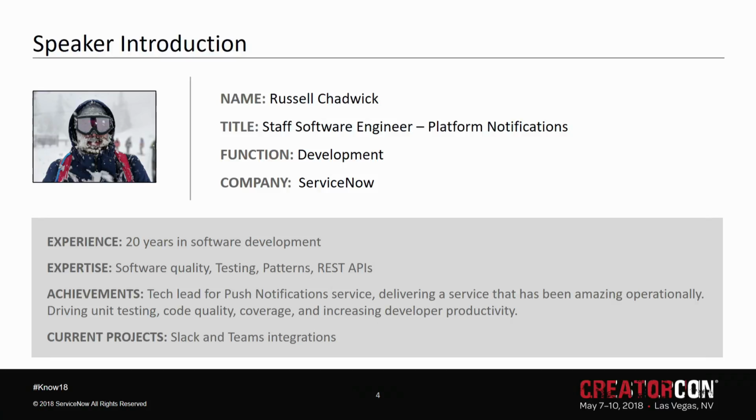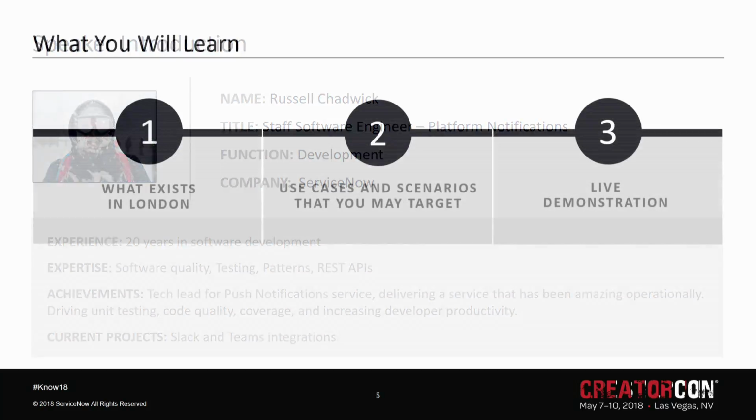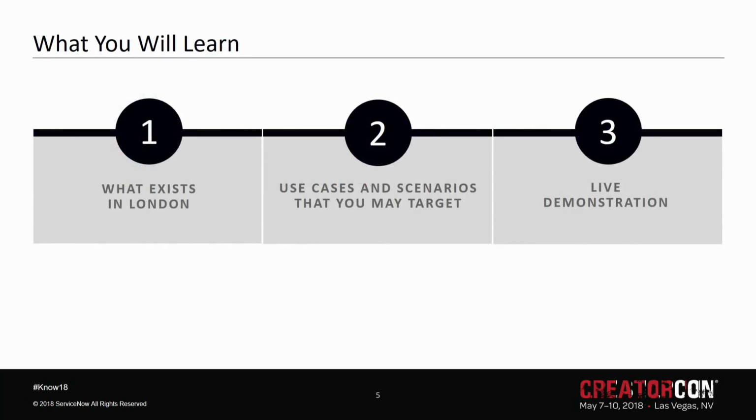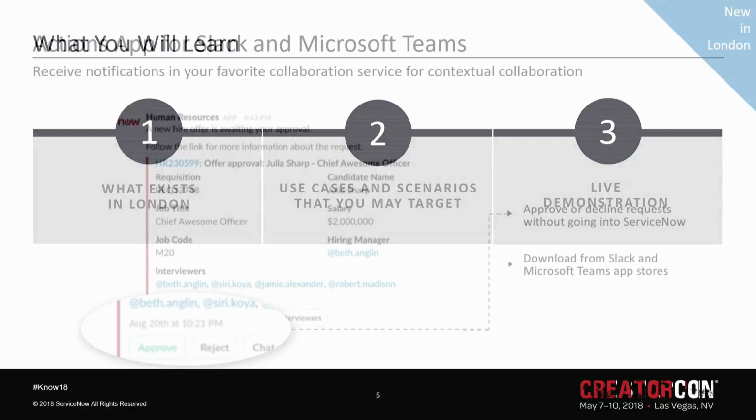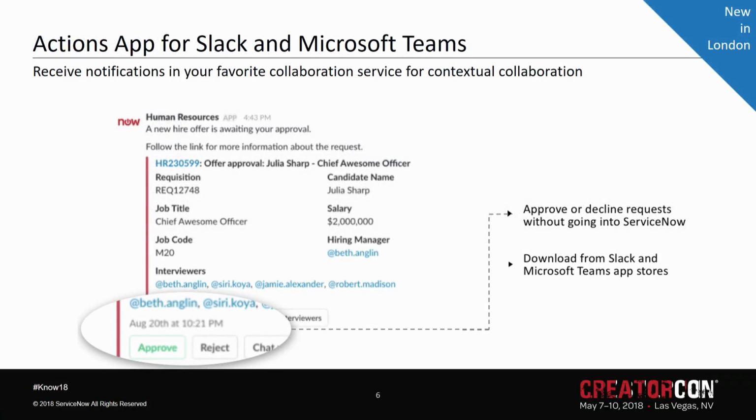All right, so we're going to go over 3 things: what exists in London, a couple use cases, and then, again, live demo. So first, Slack and Teams integration, just like I mentioned. Through standard ServiceNow configuration, if you're a ServiceNow admin, everybody here use email? So who's a ServiceNow admin in the room? All right, a few of you, most of you, that's great.